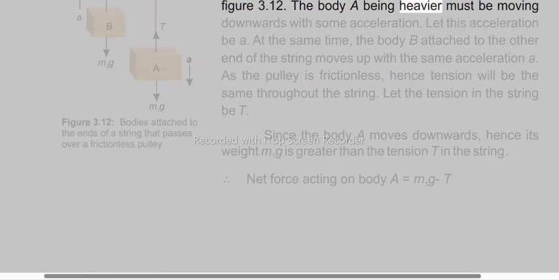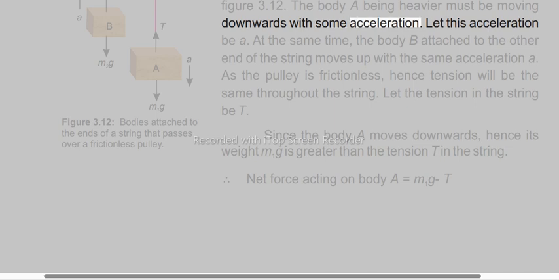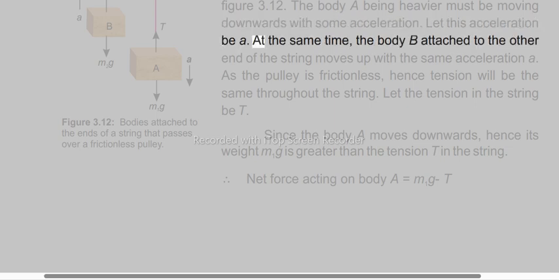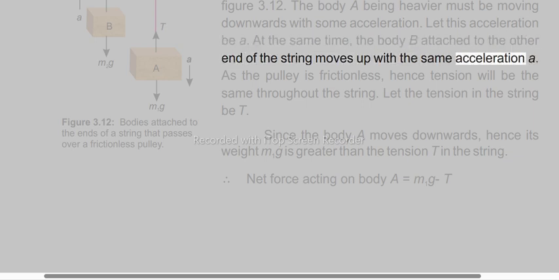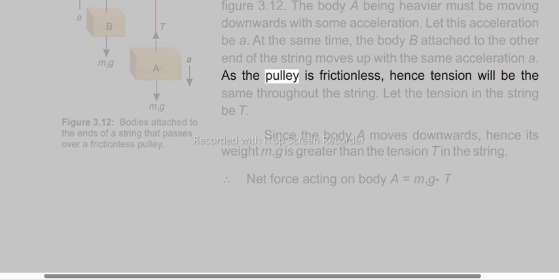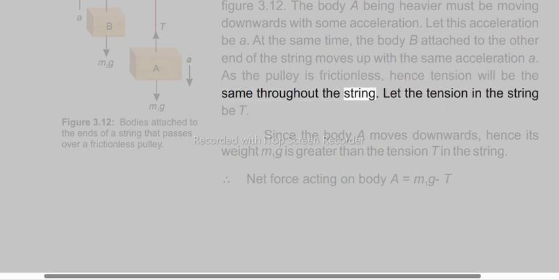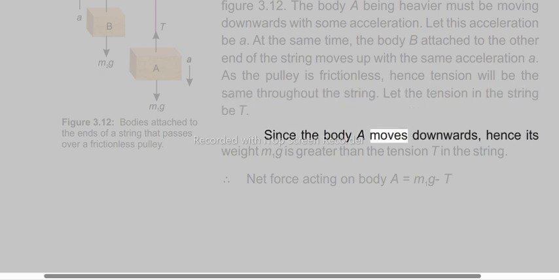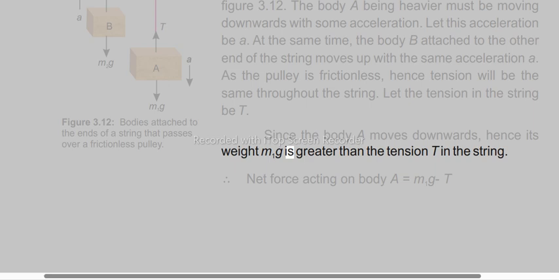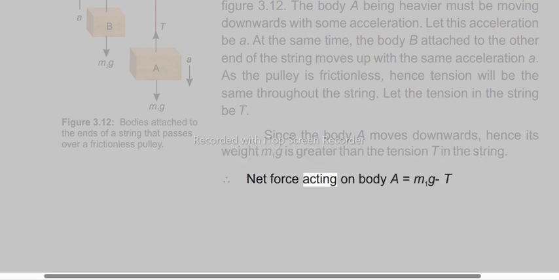The body A, being heavier, must be moving downwards with some acceleration. Let this acceleration be a. At the same time, the body B attached to the other end of the string moves up with the same acceleration a. As the pulley is frictionless, the tension will be the same throughout the string. Let the tension in the string be T. Since the body A moves downwards, its weight m1g is greater than the tension T in the string. The net force acting on body A equals m1g minus T.